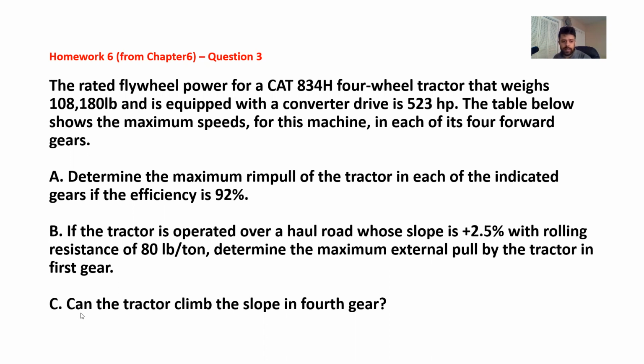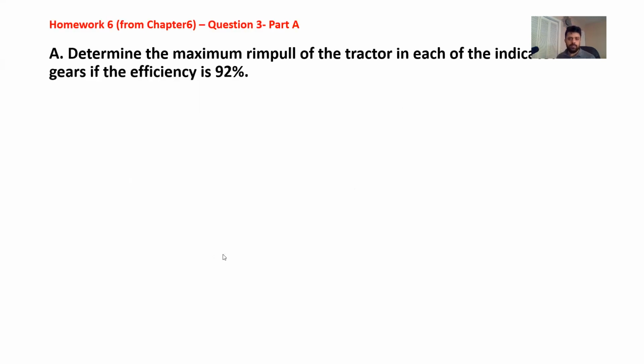And part C is asking, can the tractor climb the slope in the fourth gear? Well, the pull should be a positive number. If it is a positive number, it means it can go up. If it's a negative number, it means it cannot generate enough power to overcome the resisting forces. All right.